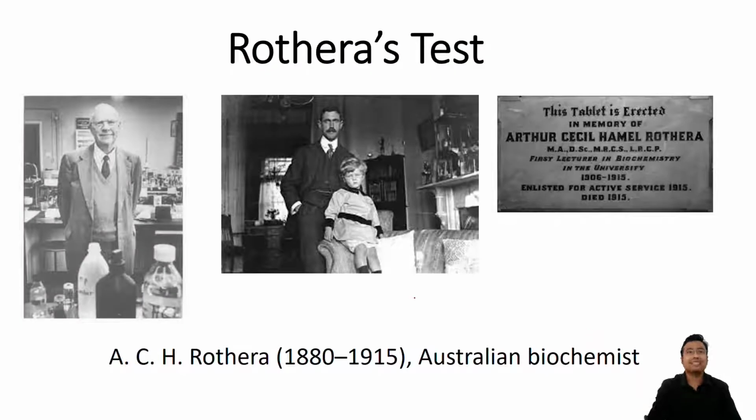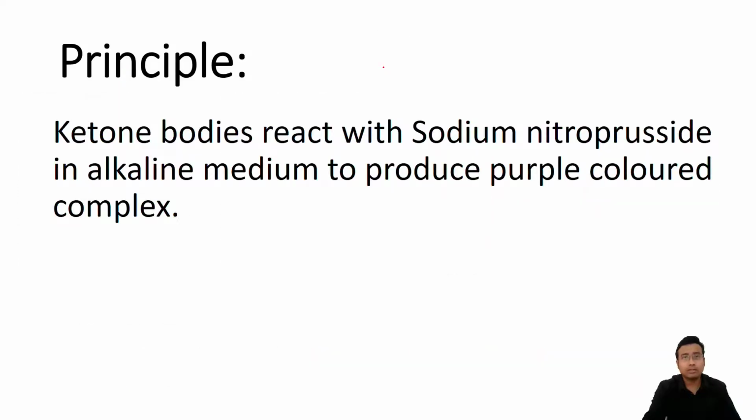As you know, the test is named Rothera's test after the Australian biochemist A.C.H. Rothera. Okay, these are few of his pictures and memoirs. So remember, as I told you in the last class, the test which is named after any scientist should always be pronounced with an apostrophe s. You just cannot call it Rothera test. That is wrong. Okay, some examiner might take offense. So remember, it is Rothera's test. So we test ketone bodies which are abnormal constituents of urine.